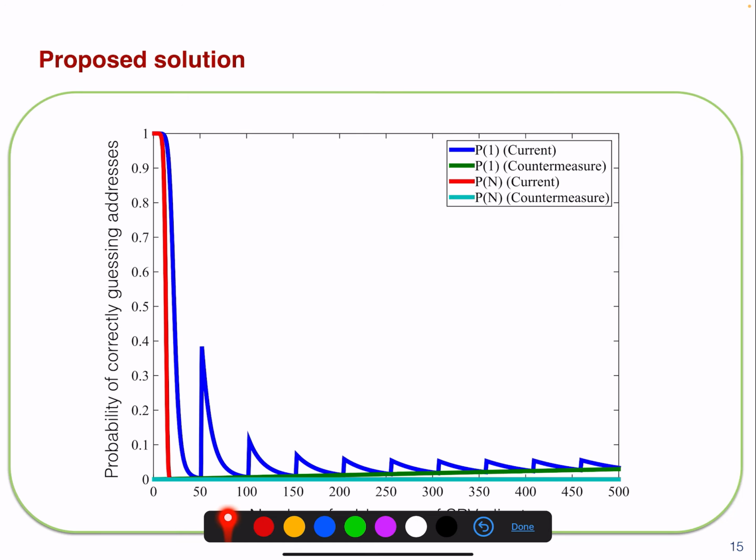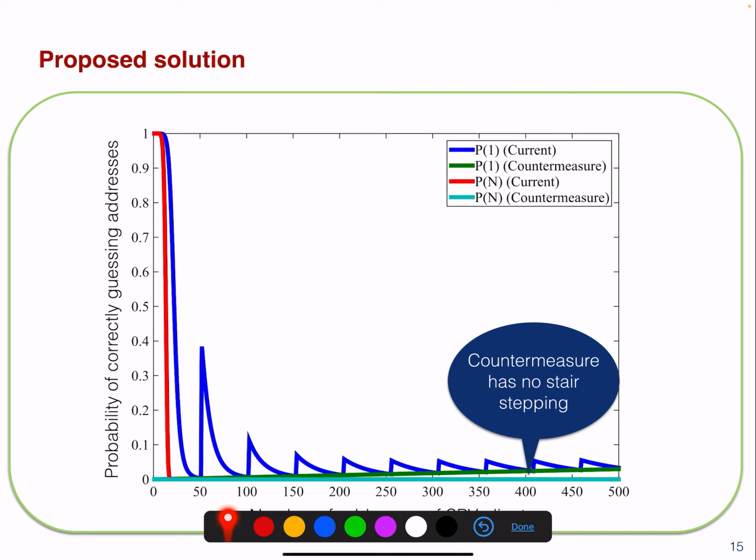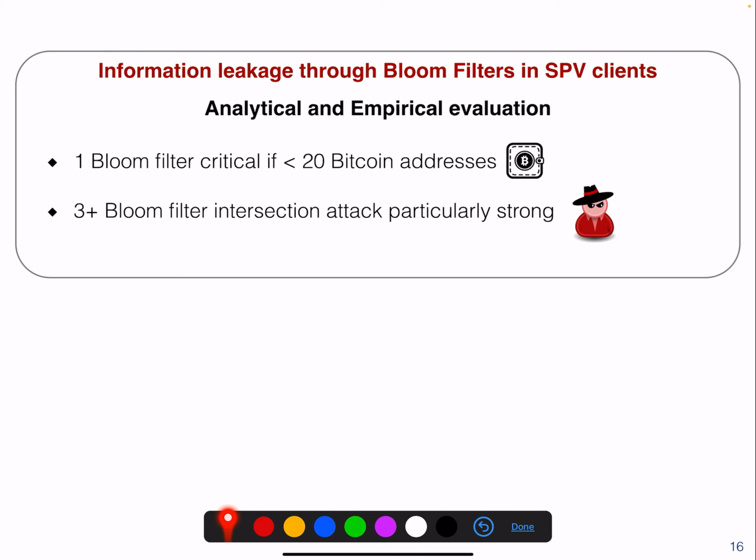So given our measurement, the probability of guessing all addresses is nearly 0. There's no count, there's no stair stepping and nothing, and we're good even here in this critical phase where you only have a few addresses. We're safe. So as a conclusion, the information leakage through bloom filters in SPV clients is a critical issue.